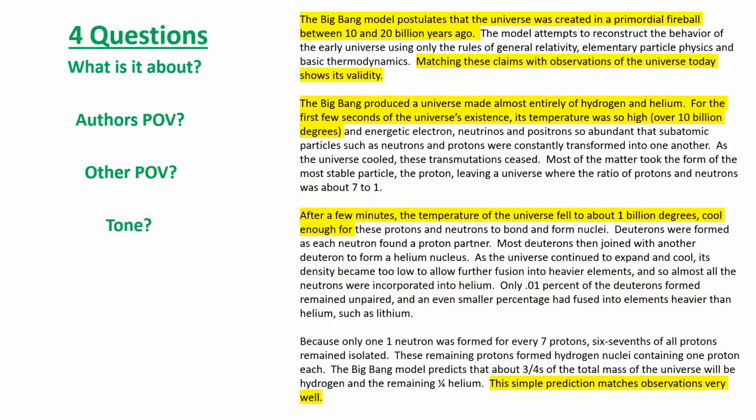Okay, so the stuff in yellow is the stuff we actually read, and it's not very much. We may have read maybe 20% of this thing, but as you're going to find, it is more than enough to answer the 4 questions and get all of the questions right that they ask you. All right, well, what is this about? What's about the Big Bang model? What's the author's point of view? What does the author think about the Big Bang model? Well, the Big Bang model he thinks is true because observations match claims. Are there other points of view?